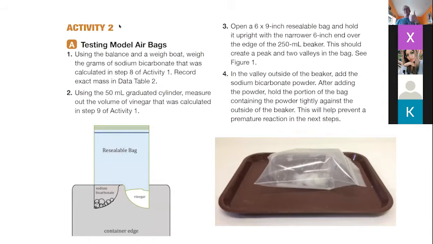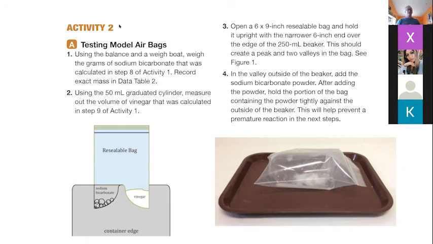We just take the balance and weigh out the amount of sodium bicarb. So you do your calculation now, figure out how much you're going to need. And then using the 50 mil graduated cylinder, measure out the amount of vinegar. So you have to measure twice, up to 50 and then up to however much more you need.